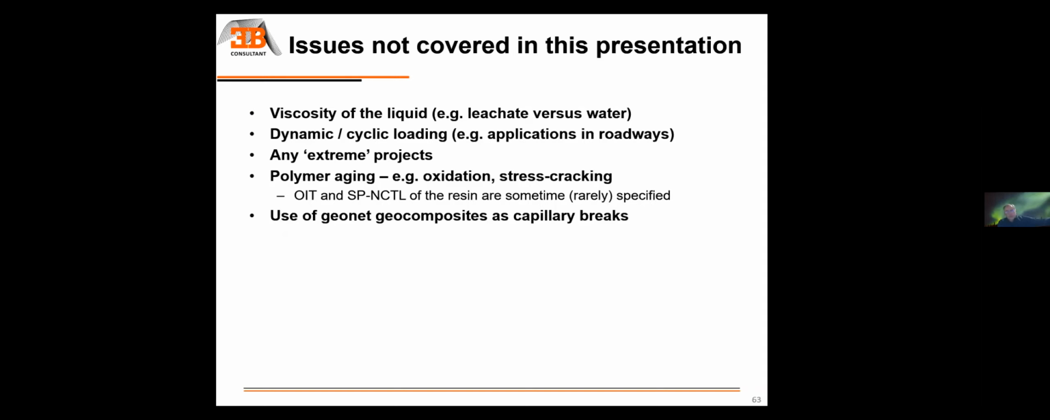Any extreme project, so if we're working with 2000 kPa with extremely high temperature or whatever, that's a different story as well. Polymer aging is also something which probably needs to be improved in the coming years for geocomposite. I've seen a few projects where OIT and stress cracking resistance were specified for the polymer, but it's not the majority by far.